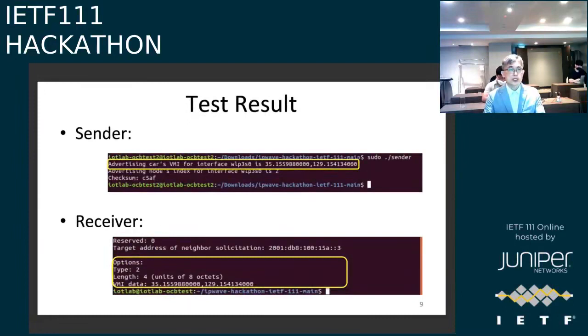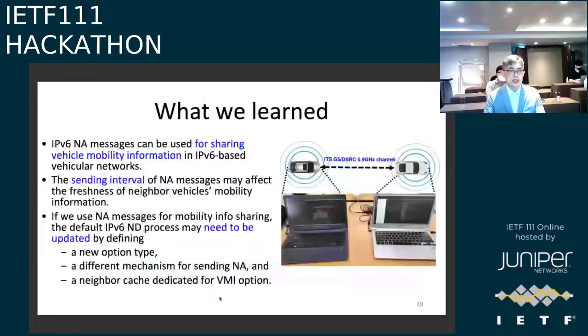As you can see, the sender transmits a VMI option message including latitude and longitude in Busan, and then the receiver node, which is a neighbor vehicle, displays the transmitting sender's coordinates. Okay, next slide, please.